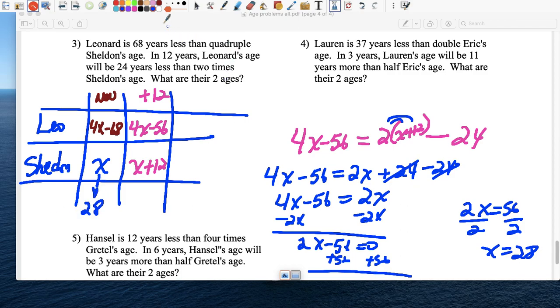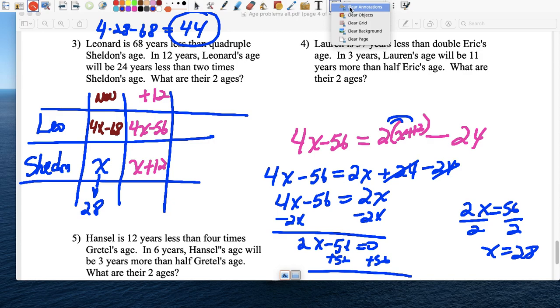Okay, Leo is 4 times 28 minus 68. So 4 times 28 is 112. Minus 68 makes it 44. So Leo is going to be 44 years of age. Okay, so again, we can do a check here. We can come back and plug it in and make sure the left equals the right.